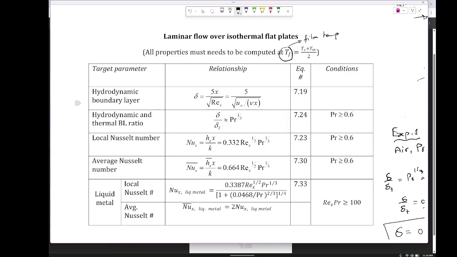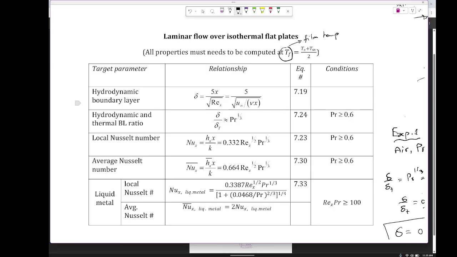Everybody focus here. The film temperature means, say you have an isothermal plate at, say, 25 degrees Celsius, and the hot air is coming in at 45 degrees Celsius, right? So the film temperature is the average of those 2 temperatures, 45 and 25. That's what I said, right?